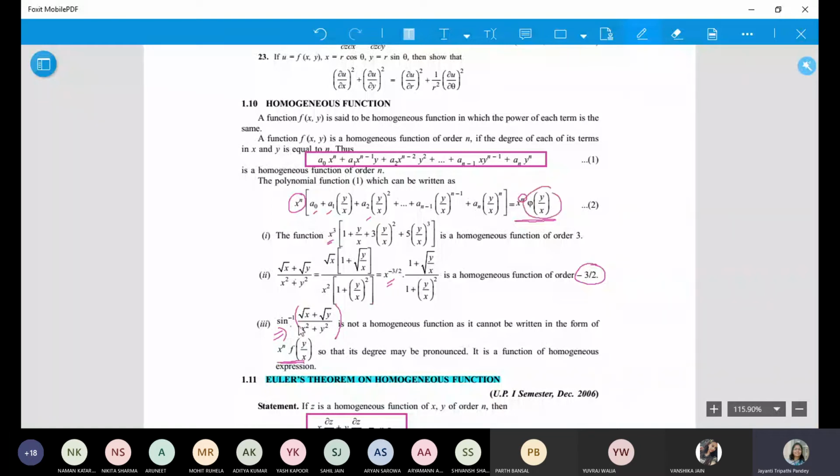When you have sine inverse applied to this expression, you can never express it in this form. Because even if you take out x to the power minus 3 by 2, you are getting sine inverse of x to the power minus 3 by 2 into some function, into (1 plus (y by x) to the power half) upon (1 plus (y by x) square). So what is happening? You already have sine inverse applied to it. So this is not the same as x to the power minus 3 by 2 phi of y by x, because the expression that you are getting is not a function of y by x.